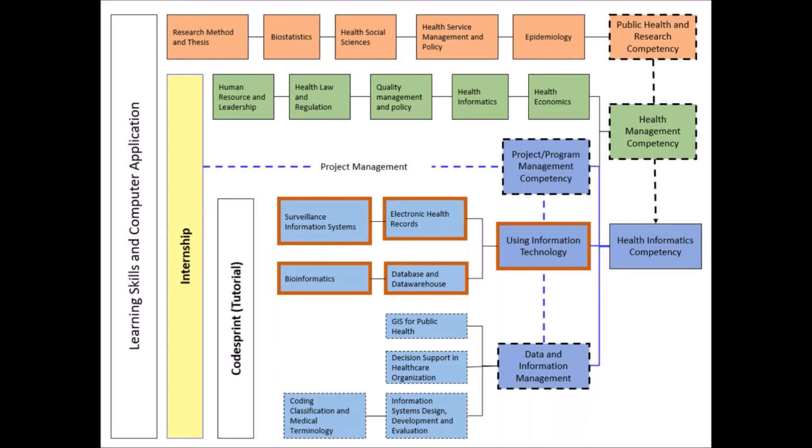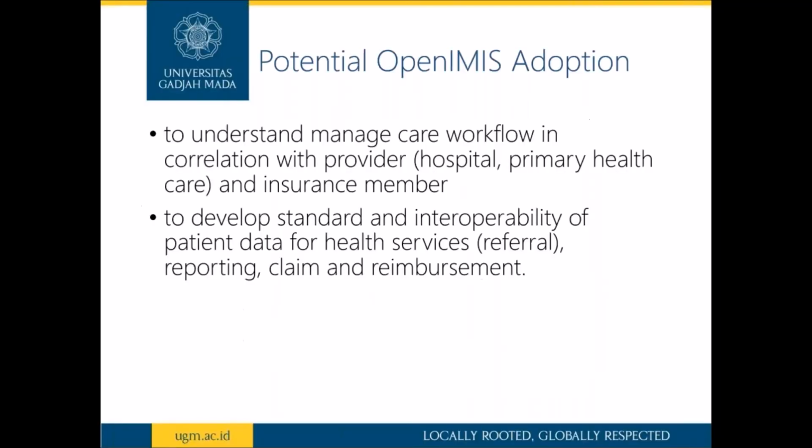And also from the surveillance information system, it could also be related to how to use the claim data to support the surveillance of certain diseases. So this is just an example that probably we could have this scenario based on openIMIS. So basically, the potential openIMIS adoption for the courses in health information system is divided into two main objectives.